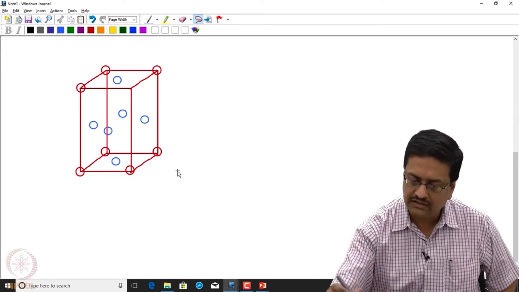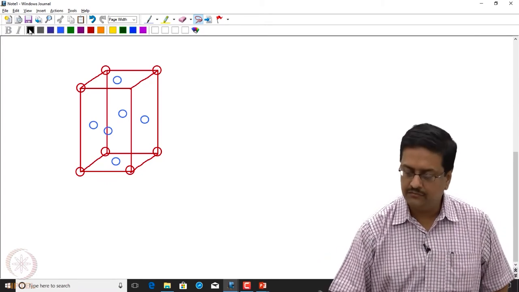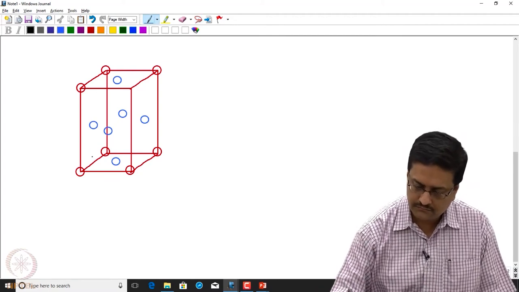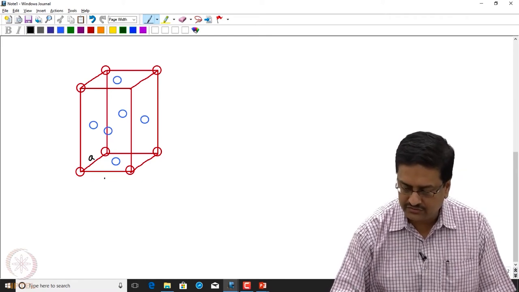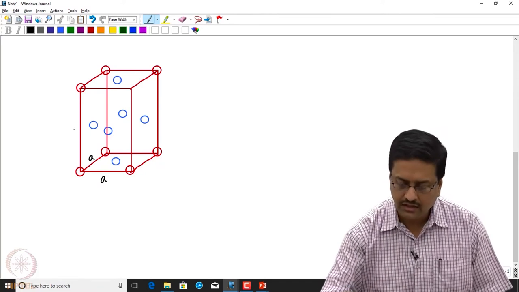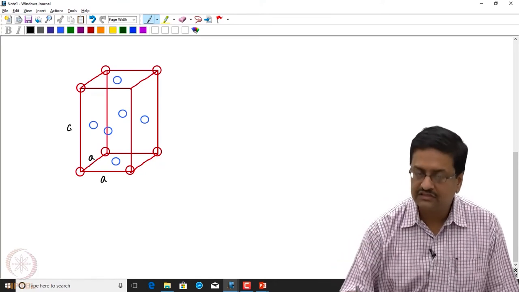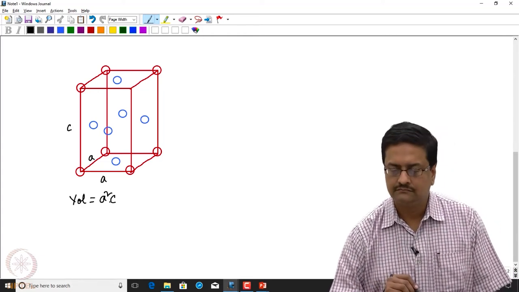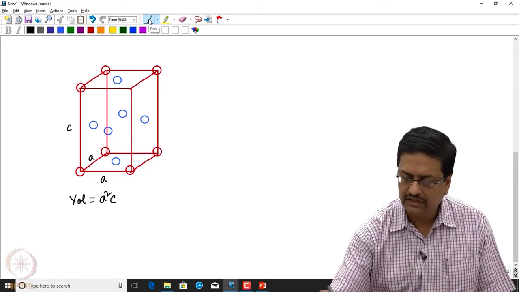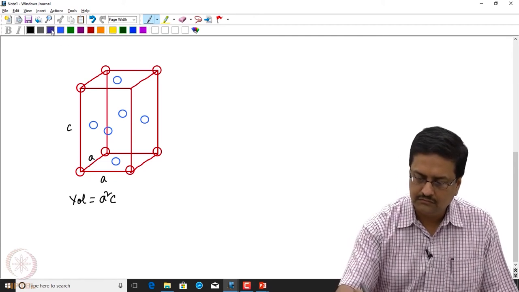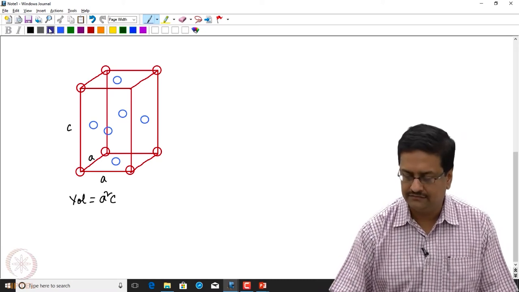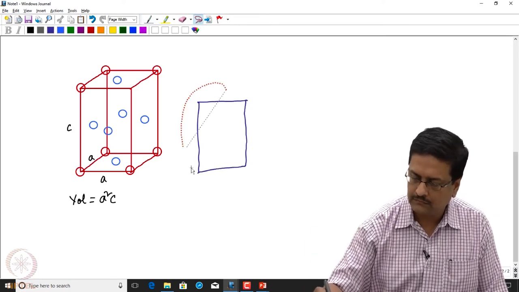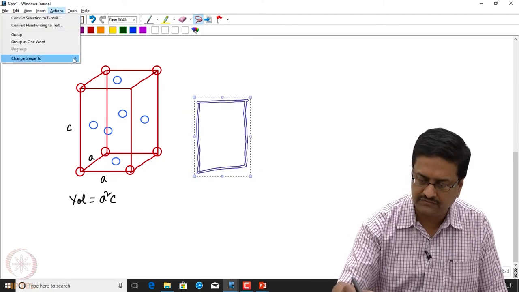Before we go further, let us determine the volume of this lattice. This is a. This other side is also a because it is tetragonal, a equal to b and not equal to c. So, the volume of this lattice that we have drawn is equal to a square c. Now, I want to extend this lattice on the right hand side and join it with the previous one.